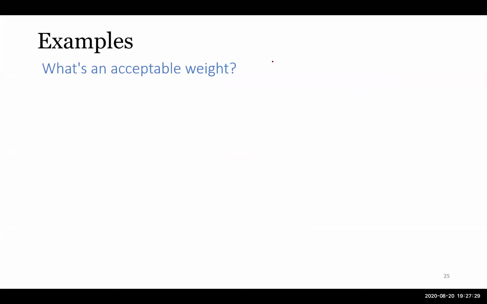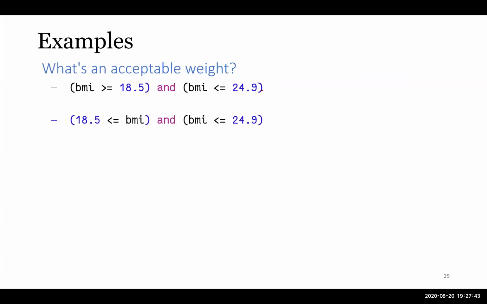Okay, let's take a look at some examples. So BMI. If your BMI is more than 18.5 and less than 24.9, then you have an acceptable weight. Or I can write it this way. Exactly the same, right? How about this way? Are they all the same?